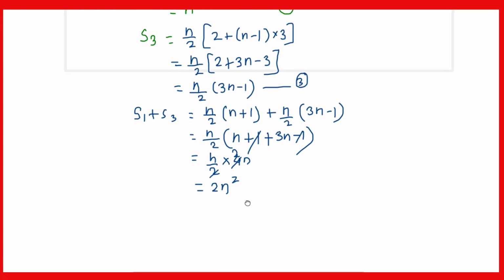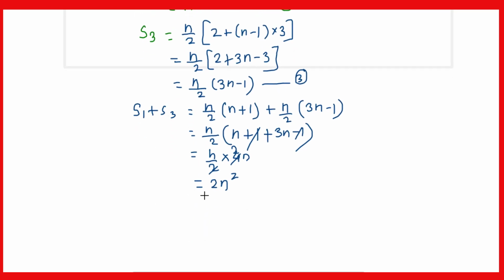And so S1 plus S3 is equal to 2n square, but S2 is what? S2 is equal to n square, correct? So twice of n square can be replaced by 2S2, and so S1 plus S3 is equal to twice of S2, and hence it is proved that S1 plus S3 is equal to twice of S2.